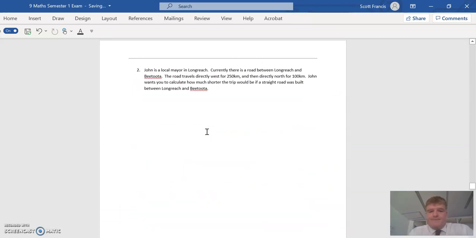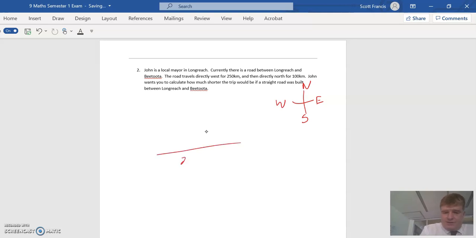Next question. A local mayor in Longreach. There's a road between Longreach and Betoota, so it goes directly west for 250 kilometres. It's not quite directly west, but let's just pretend. Then directly north for 100 kilometres.